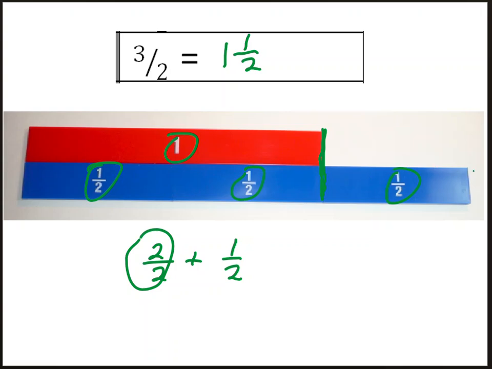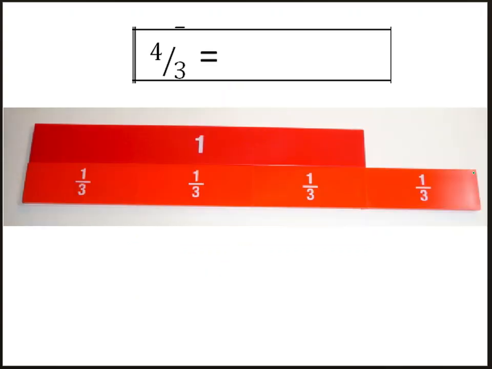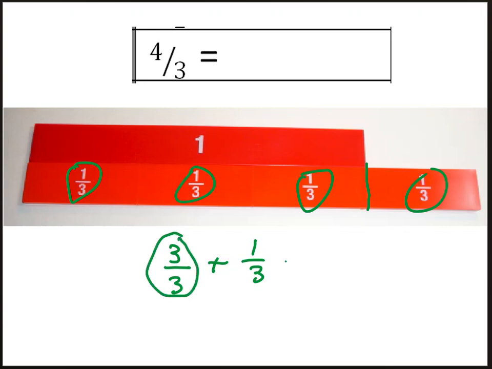Ready? Next. 4 thirds. Well, you can think about it like this. If we split it up right here, it's the same thing as 3 thirds, 1, 2, 3, plus this 1/3 right there. Now 3 thirds really equals how much? Right, 1, plus this 1/3, so it equals 1 1/3. Can you see it in the picture?